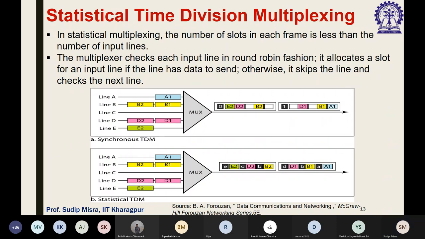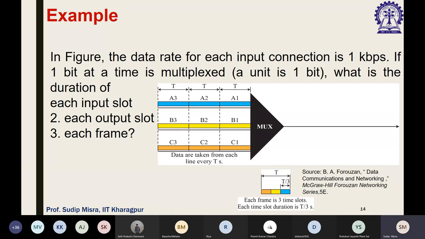Okay. So let us quickly work on a problem involving time division multiplexing. Let us say that we have a scenario like this. The data rate of each input connection is 1 kbps, right? So each of these inputs has a 1 kbps connection.